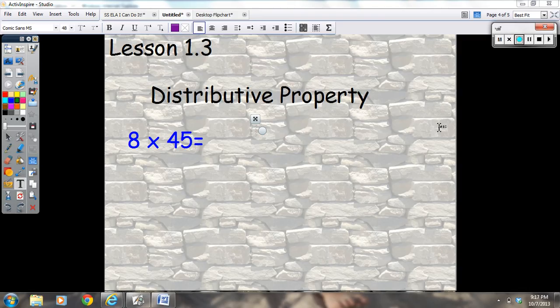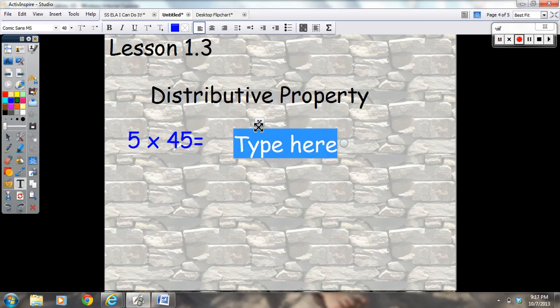Okay, now here's our last example, which is similar to our first example. Let's take this 5 times 45 and use the distributive property to solve it. I would take this 5 and multiply it by the value of this first position. So I would multiply the 5 by 4 tens, which equals 40. And then I would add that together with the 5 being multiplied by the 5 ones, which gives me a value of 5.